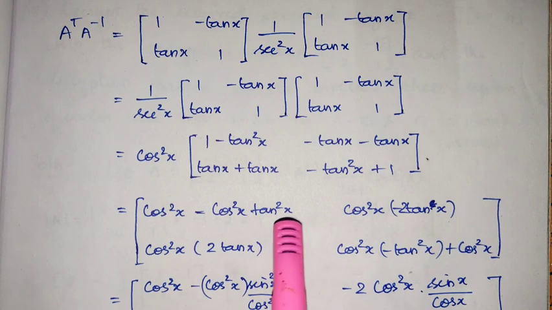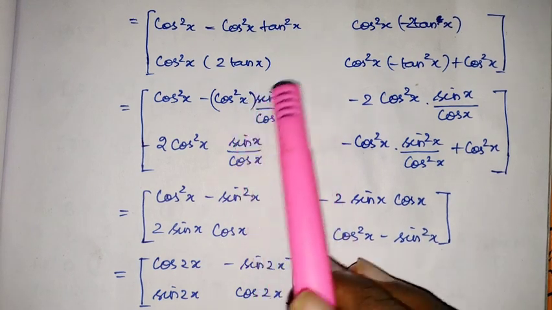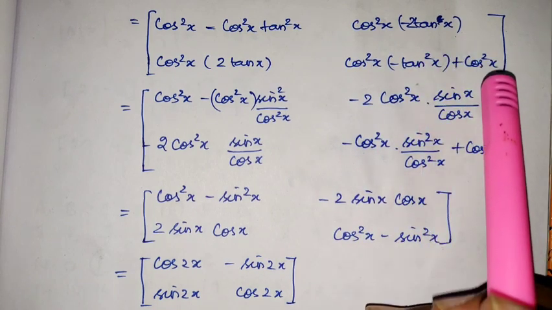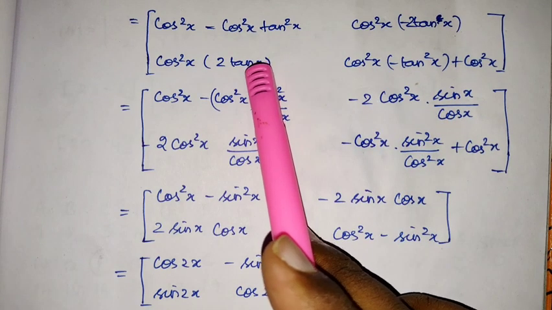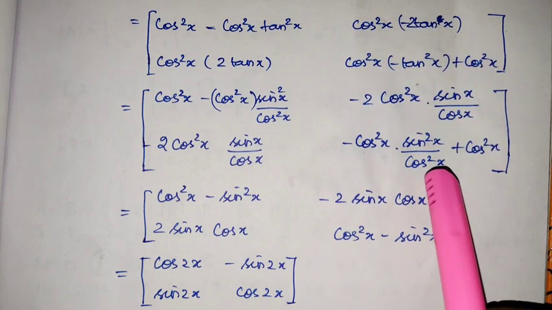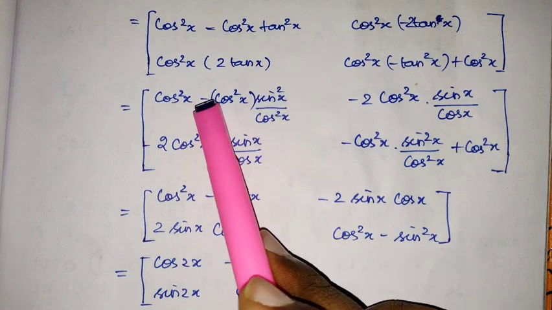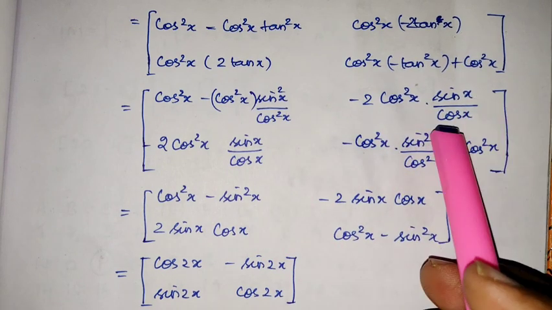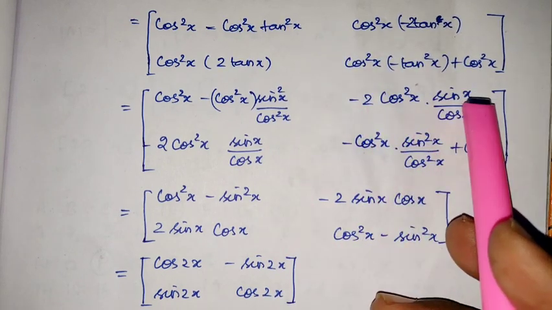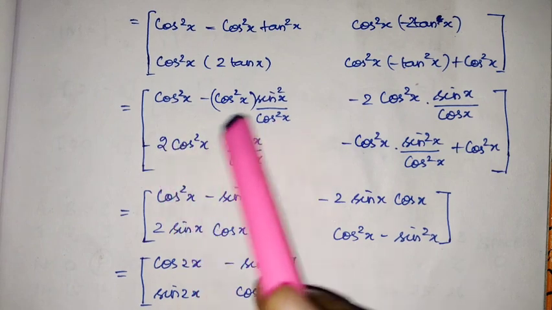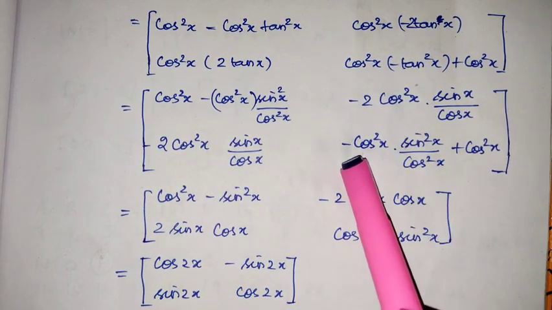Now you can split this tan square x. Tan square x can be split as sin square x by cos square x. And here also tan x is split into sin x by cos x. Here also tan x can be written as sin x by cos x. Here also tan square x can be written as sin square x by cos square x. Now see here, this cos square x and this cos square x is cancelled. So cos square x and minus sin square x. Here cos x and the square is cancelled. So minus 2 sin x and cos x is written here. Here also cos square x and the square is taken away. So 2 sin x and cos x. Here the same thing, cos square x and cos square x is cancelled.